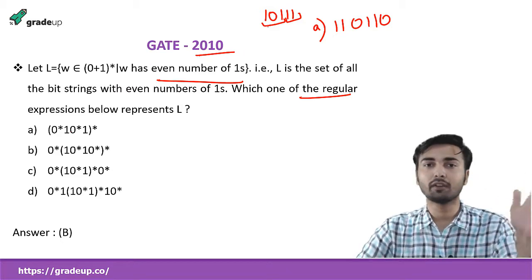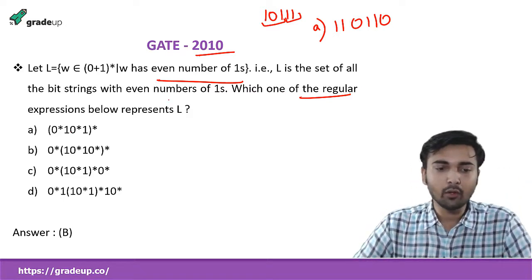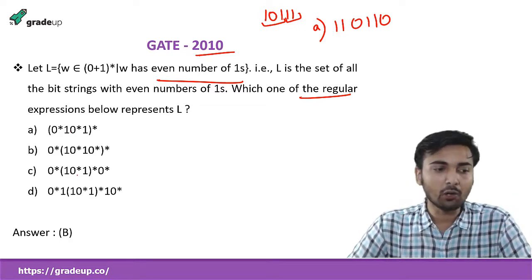W has an even number of ones. Okay, this is the language: W has an even number of ones. And you have to find which one of the following expressions is valid. Okay, so now try one by one for each of these options.